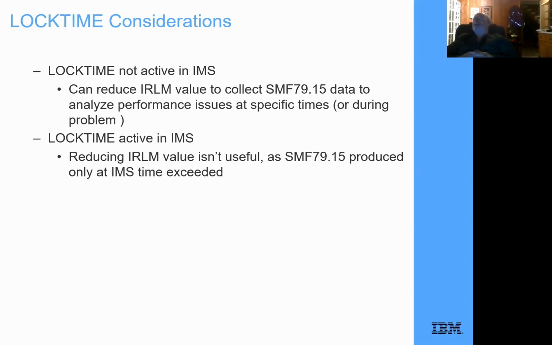That does not turn on lock time in IMS. All it does is change the interval at which SMF records are produced. And because it's a command, you could potentially do it at specific times, or while you're having a performance problem, you could reduce the timeout value so you could get SMF records describing the conflicts. If lock time is active in IMS, then you shouldn't mess with the IRLM value, because the SMF 79 15 is only produced when the IMS time is exceeded.